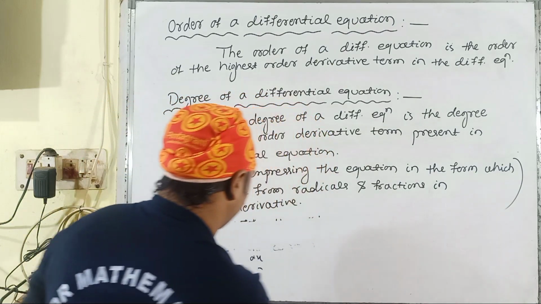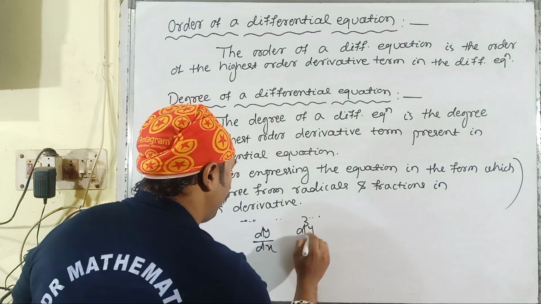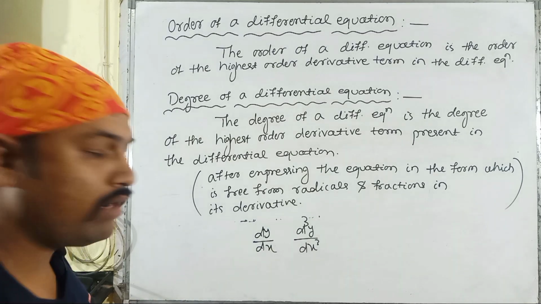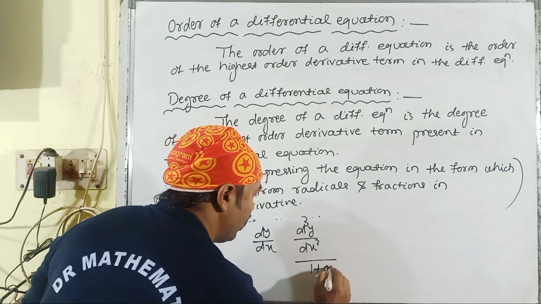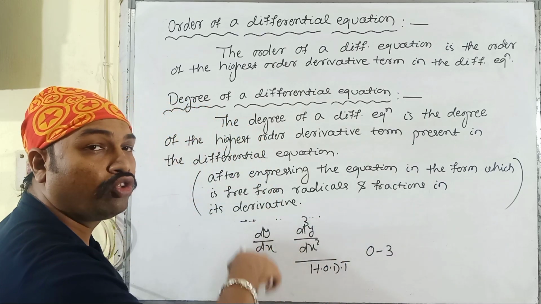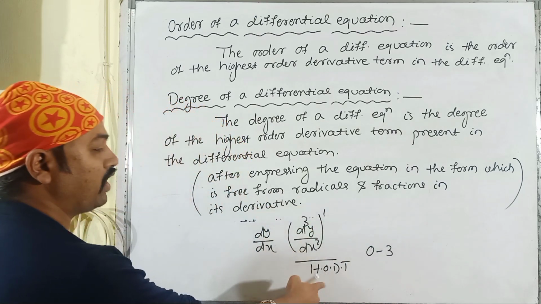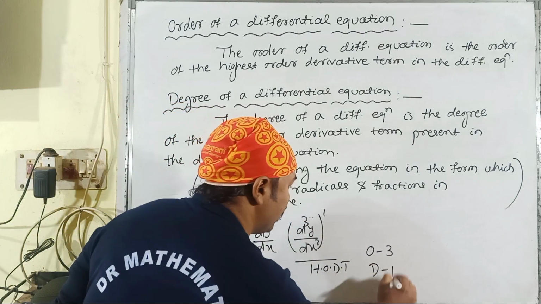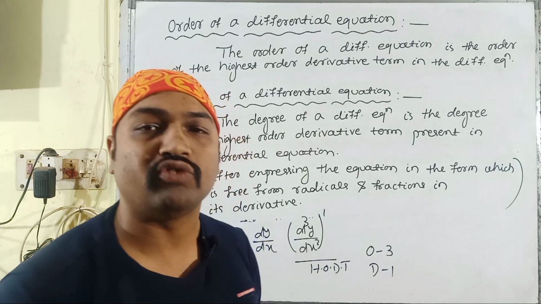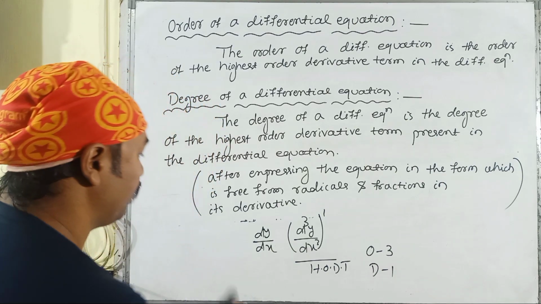Then let us compare them. If dy upon dx and d cube y upon dx cube are given to you, which is the highest order derivative term? It is d cube y upon dx cube, and here order is equal to 3. Then we have to find the degree of the highest order derivative term, which is 1, so degree is equal to 1. So in this process we have to calculate the order as well as the degree of the differential equation. Let us consider some examples based upon it.